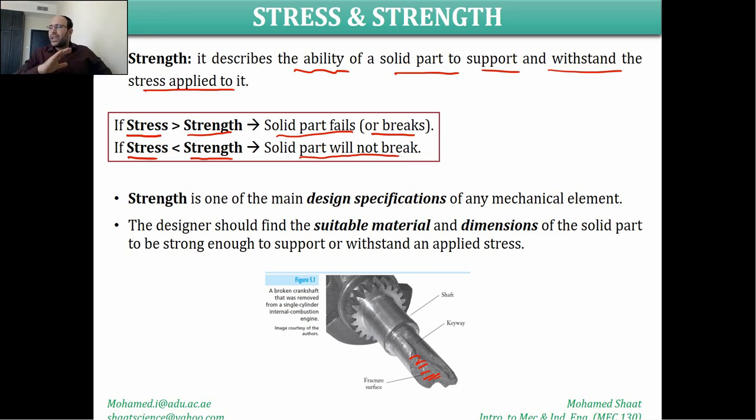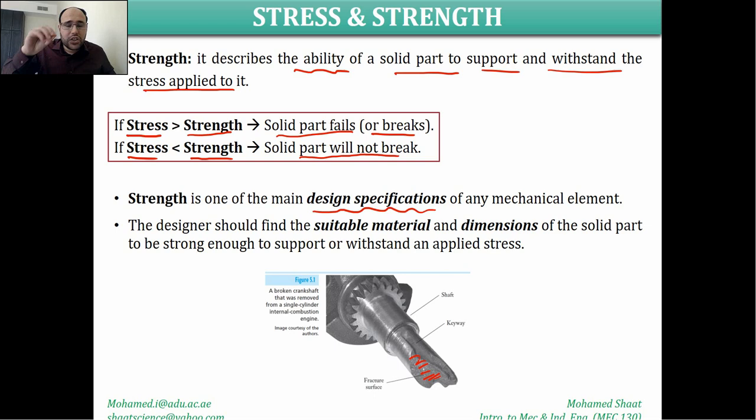So the same thing applies to any mechanical component, whatever it is. There is a maximum limit for the stress, which shouldn't at any time exceed the strength of this mechanical component, otherwise it will be fractured. So strength is one of the design specifications. If you remember in part 1 of mechanical design, we defined what a design specification is, and we said that, in general, it is anything that limits the ability or the freedom of the design engineer to design and select his design.